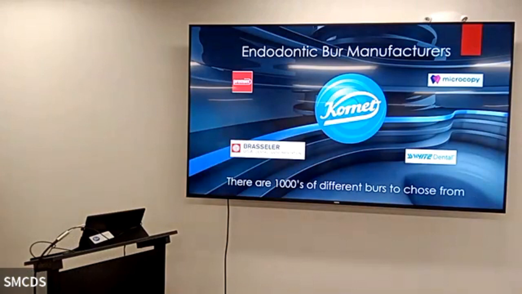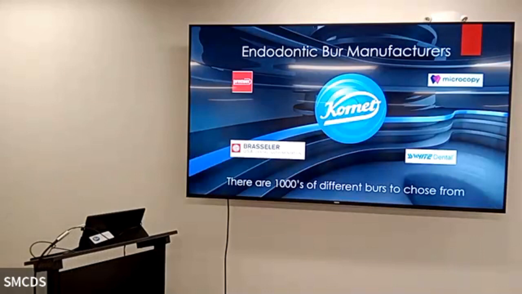How do we get in there? Burrs. Comet is 100 years old, 100 plus, a couple months more. Oldest manufacturer in dentistry, I think, right? I don't know if I'm right on that one, but 100 years is pretty good. But there's thousands of different burrs to choose from. There's just a sample of them up there.